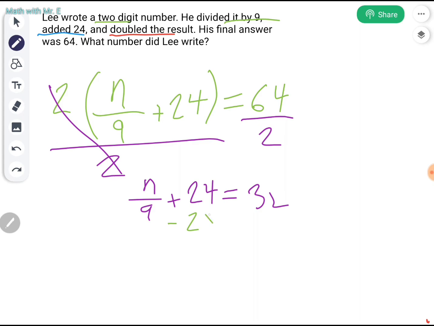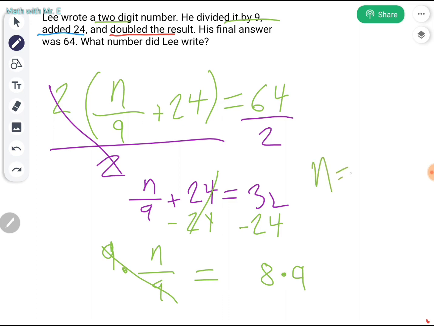Okay, then our next thing would be to subtract 24 from both sides. So we subtract 24. 32 minus 24 will be 8. 24 minus 24 is 0. So now we have n divided by 9 equals 8. And our last step to get rid of that divided by 9 would be to multiply by 9 on both sides. And now n equals 8 times 9, which is 72. So, just like before, we're able to get our answer of 72.